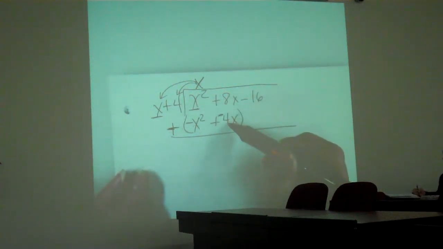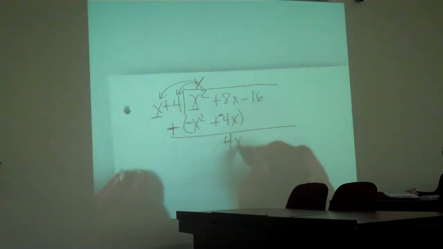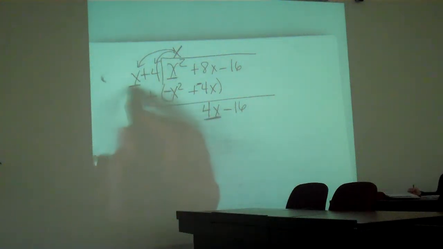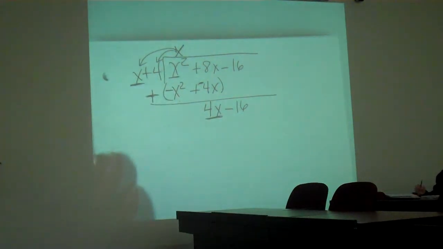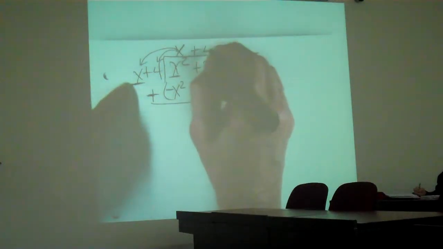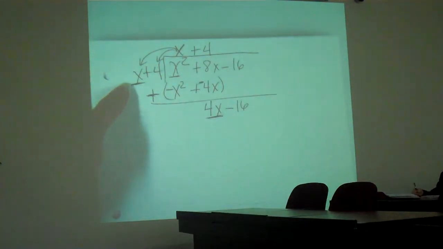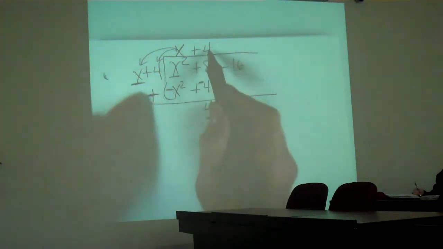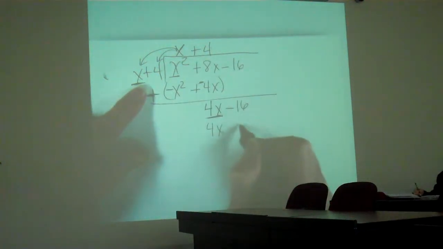8 plus a negative 4 is a positive 4. Bring the next thing down. Okay, to get 4x, we have an x here. What do we need to multiply by? Positive 4, right? Put plus 4. 4 times x, 4x. 4 times 4, 16. That's plus 16, right?